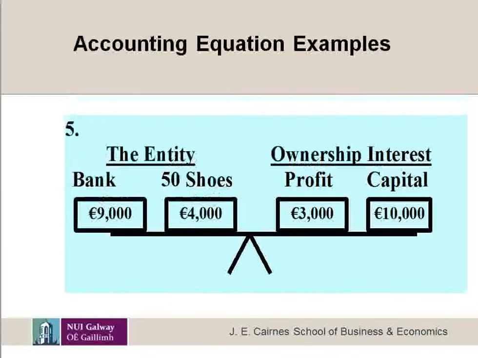So as we can see at the end of all these transactions, with regard to the entity, it has two assets. It has a bank balance of 9,000 euro and it has inventory worth 4,000 euro of shoes. And with regard to our ownership interest, we have a profit of 3,000 euro that's resulted from the sale of shoes. And we have our capital investment of 10,000 euro.